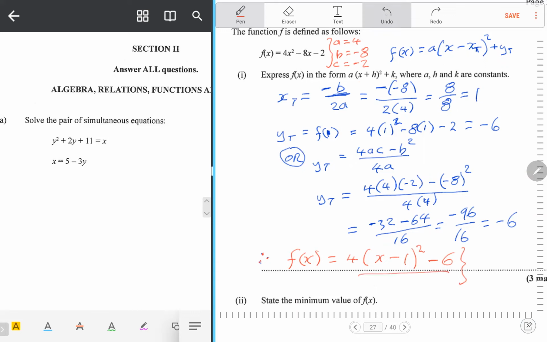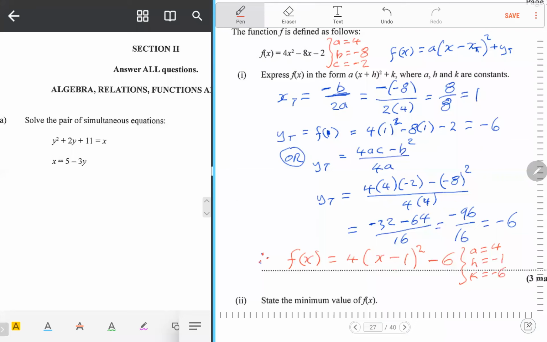If you compare them, you see that the a is 4. The plus h is negative 1, and so the h is negative 1, and the plus k is -6, and so the k is -6. If they wanted to specify those values, that is what it would be, by just comparing. In any case, that is that part.